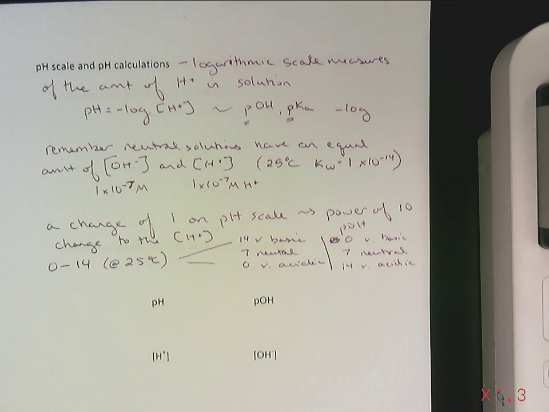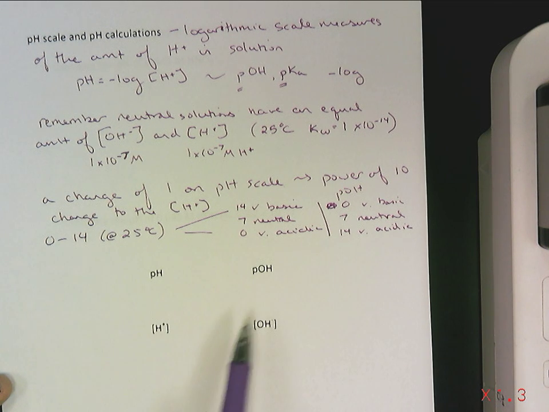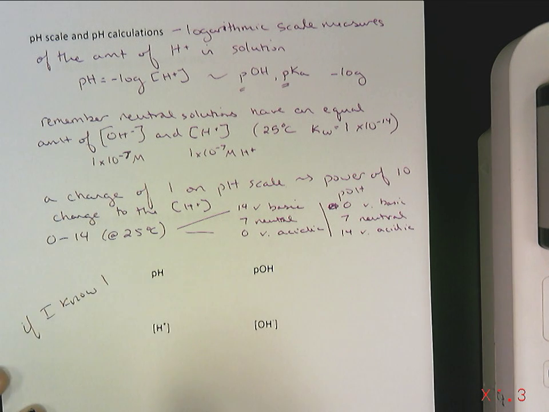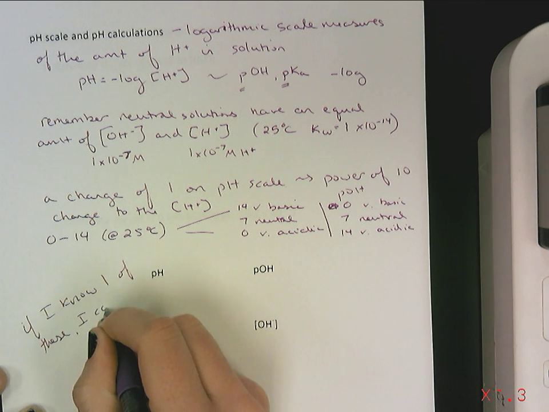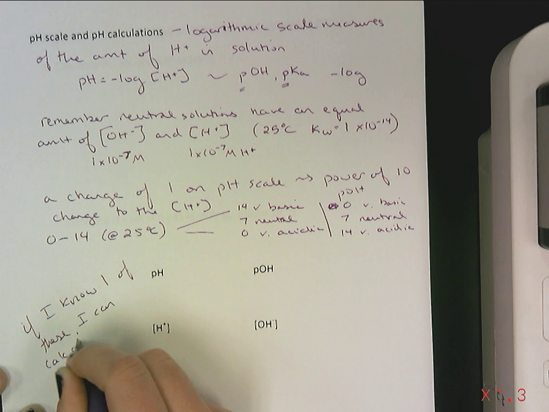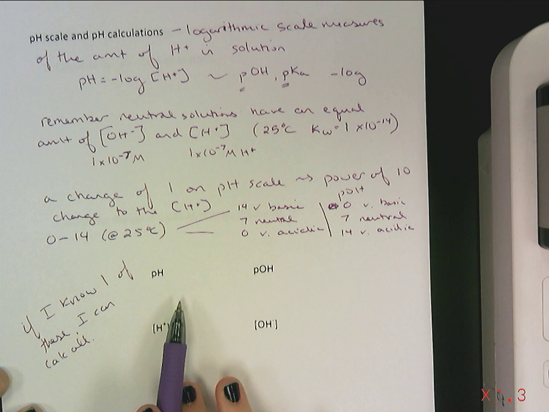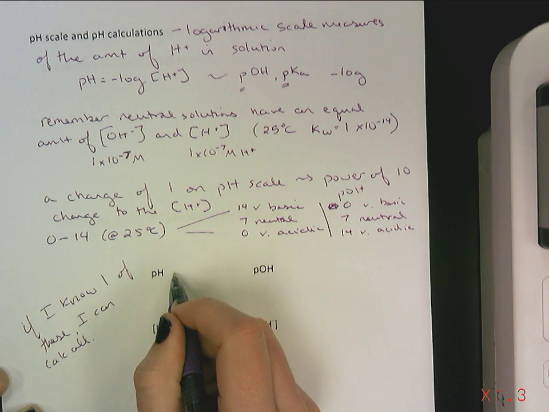All right, so anytime I know one of these quantities, pH, pOH, the concentration of H plus ions or the concentration of hydroxide ions, I already have all the information I need to figure out all of the other ones. So if I know one of these, I can calculate them all. Using this kind of box of calculations is how I've taught this for a while, so I'm just going to go for it.